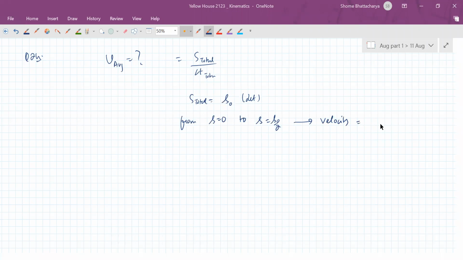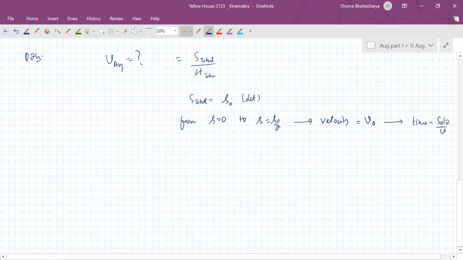A point travels half the distance, make it displacement, with a velocity of v naught. So how much time did it take for this part? It would be s naught by... no, half the total displacement. Yes, sir, s naught by 2 v naught. Okay, so it traveled from this to this at this much velocity.